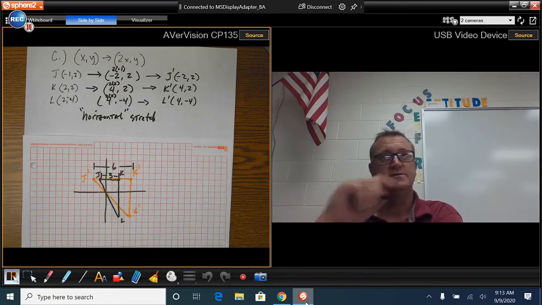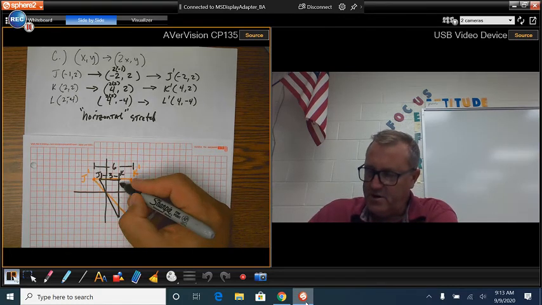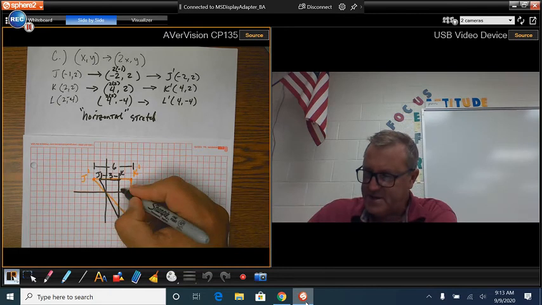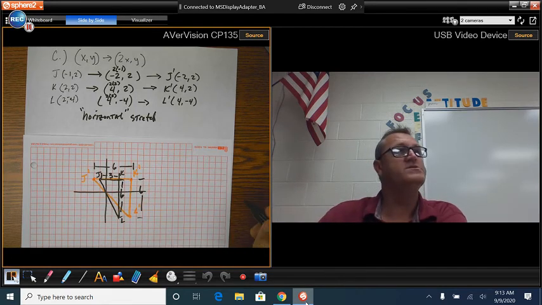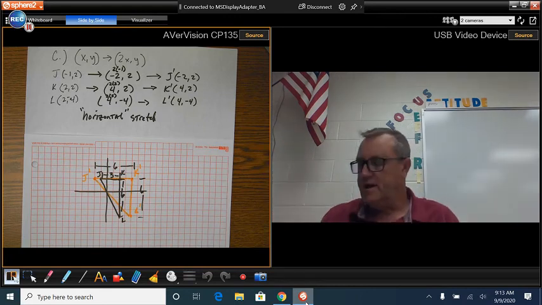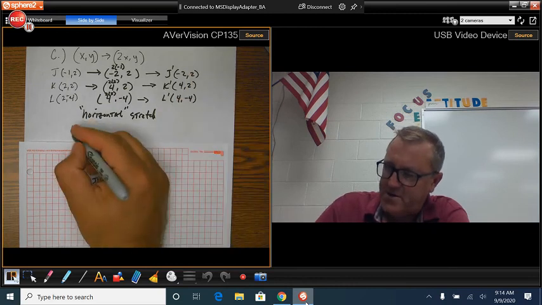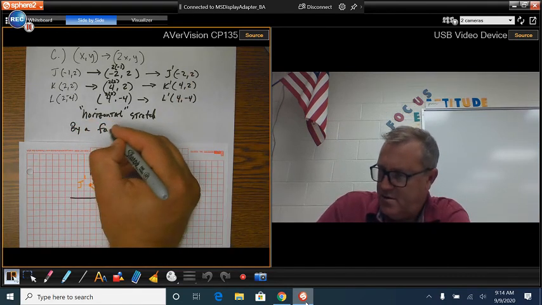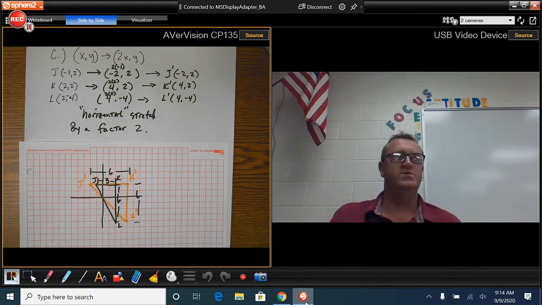It's not vertical, though. And here's how I know it's not vertical. Because the distance between K and L in the original is 1, 2, 3, 4, 5, 6. And that's also the distance on our new image. That make sense? Yeah. So it didn't stretch vertically, it only stretched horizontally. Okay? And so, this is a horizontal stretch. Now it says also by a factor. How much wider is it? 2. By a factor of 2.